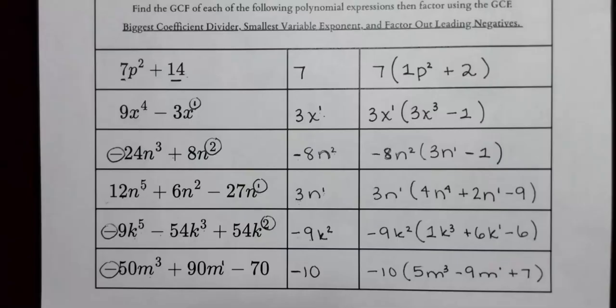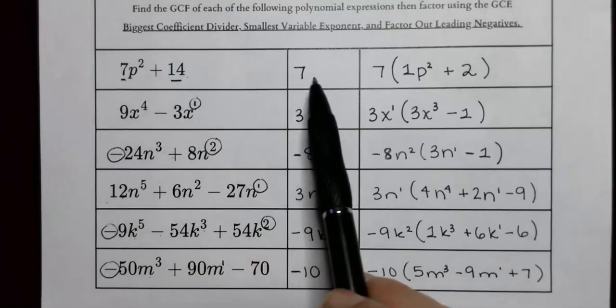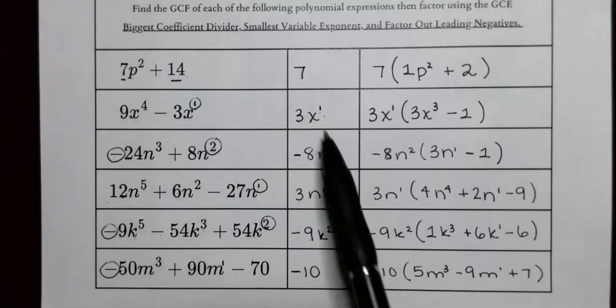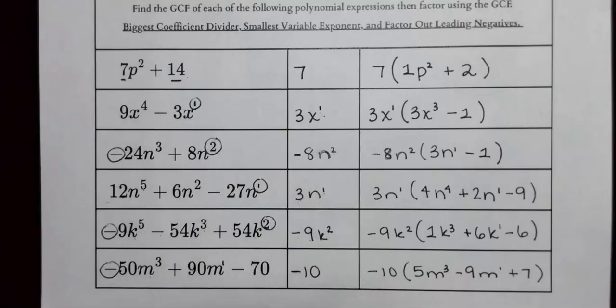Now from there, once we find our number, we're dividing the coefficients by that number, and then we're subtracting the exponents by that exponent. So with that being said, that was just a quick review. Let's go ahead and look at the problems on the back of the set of notes.